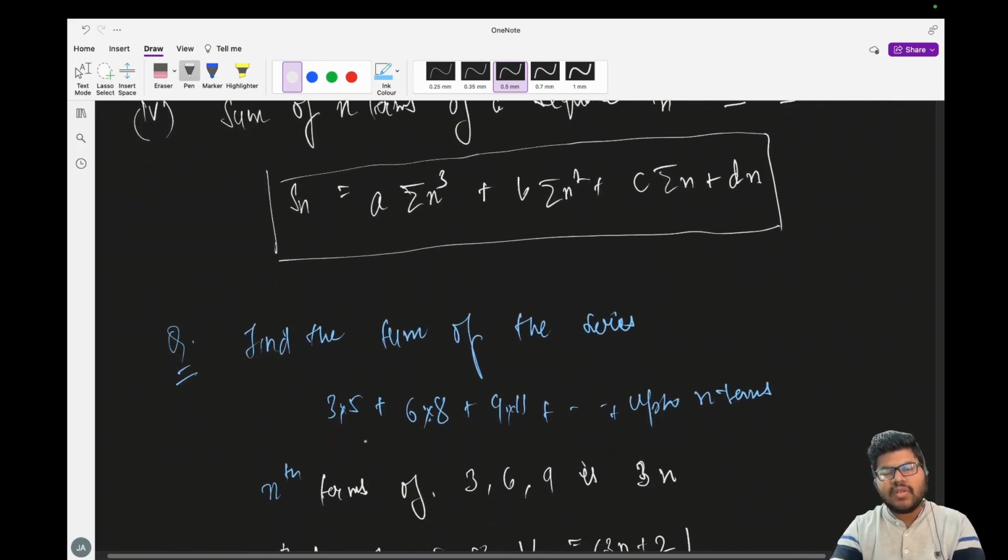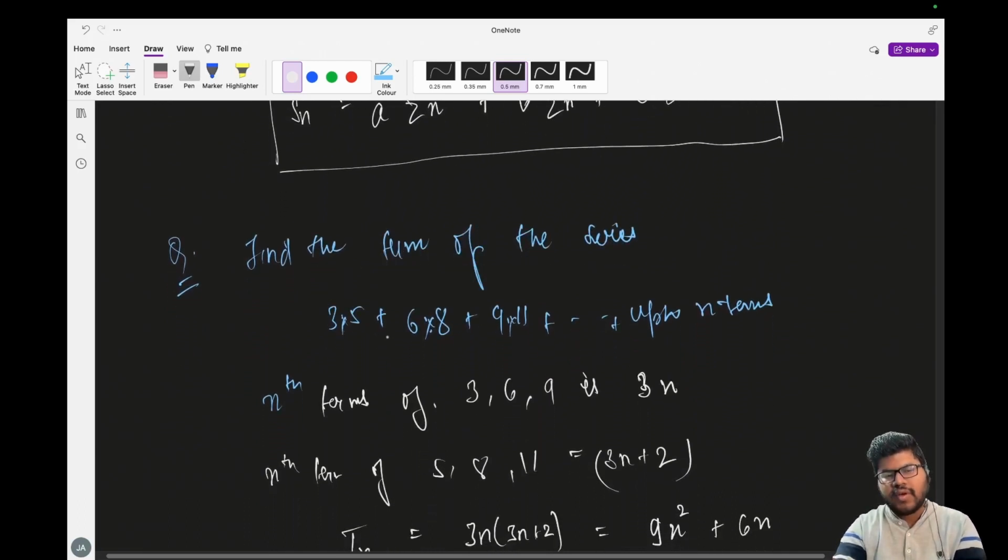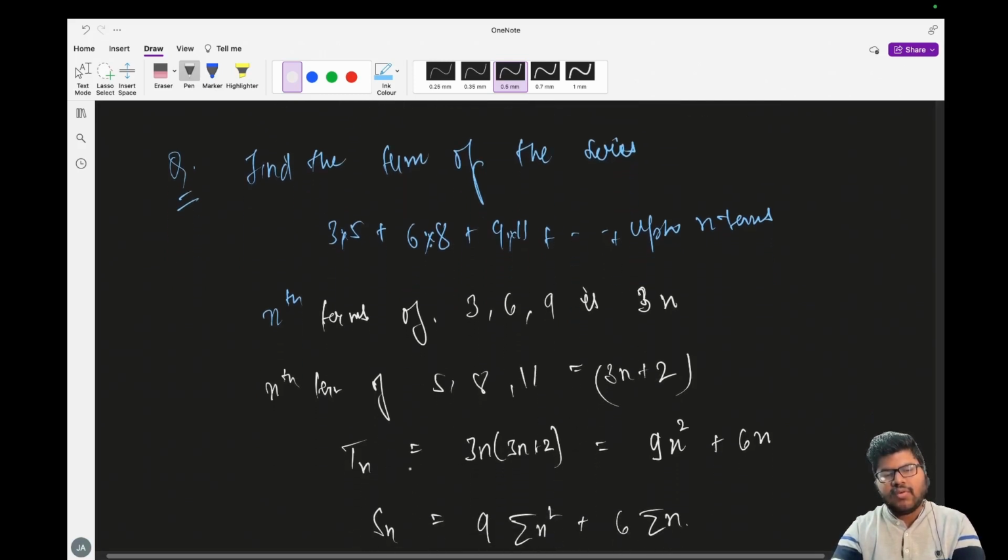Now we are trying to do some questions. The question is 3 into 5 plus 6 into 8 plus 9 into 11 up to n terms. Here the nth term of the first series, 3, 6, 9, is 3n, and similarly the second series 5, 8 has nth term 3n plus 2, right? So we need to multiply both the terms.